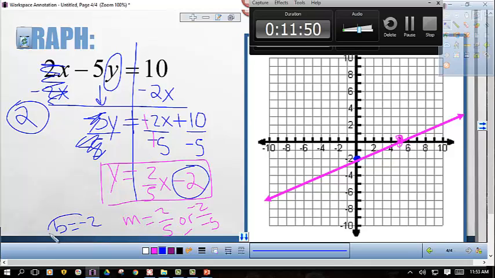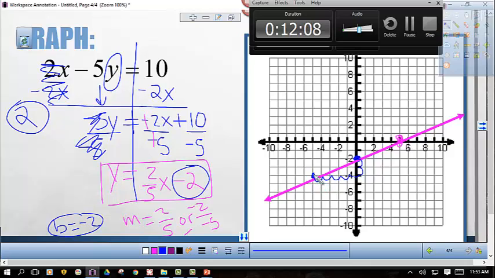The nice thing is I already have my b, my -2. But if I'm doing piecewise functions, like I said, that's going to be in the future. I'm going to want to graph some more points. So I'm going to go down 2 to the left. 1, 2, 3, 4, 5.